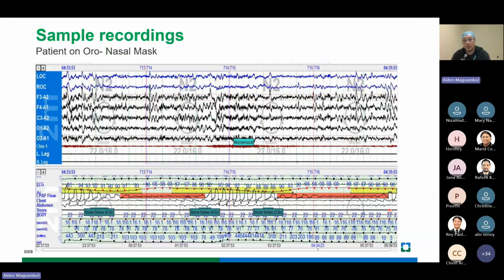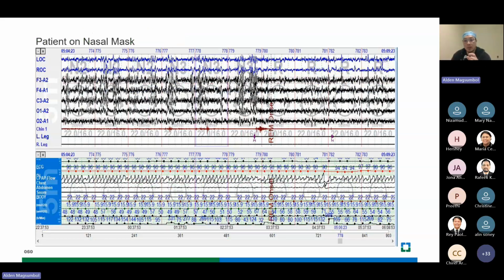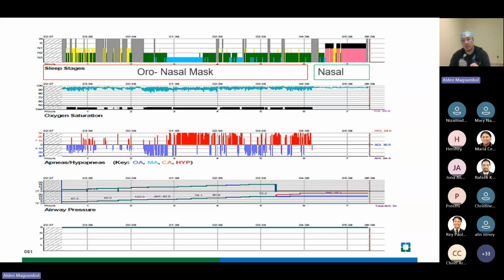This is one of our patients being titrated at 22 over 16 centimeters of water using an oronasal mask, exhibiting obstructive apneas, desaturations, and arousals. This is what happened when that patient was switched from the oronasal mask to a nasal mask with the same pressure setting. And this shows the PSG summary of our patient who was switched from the oronasal mask to a nasal mask.